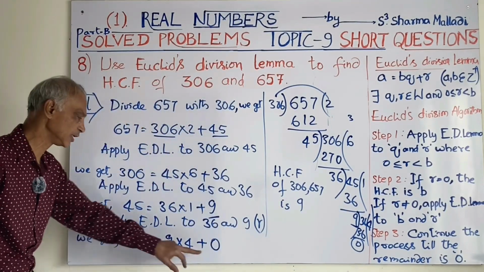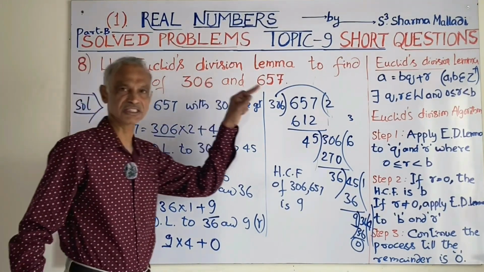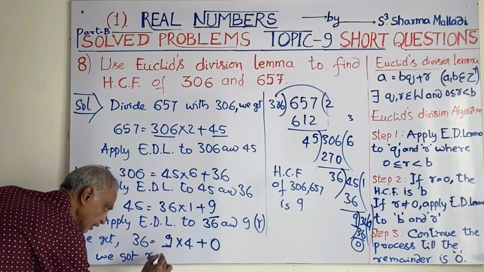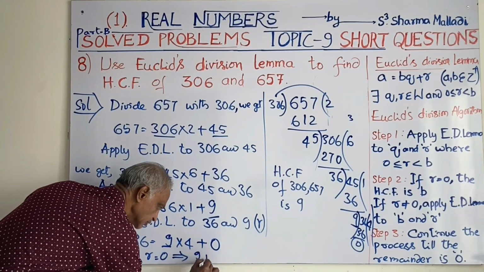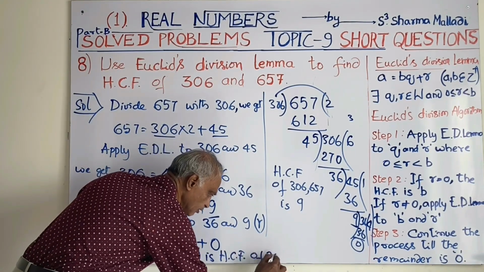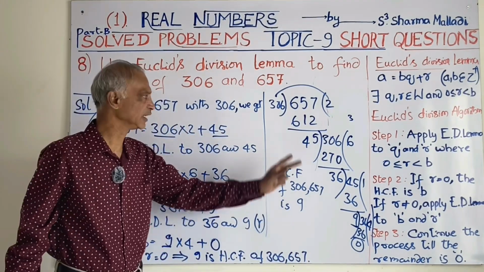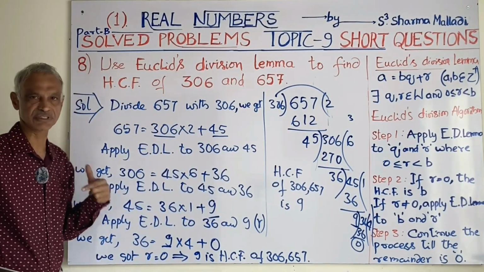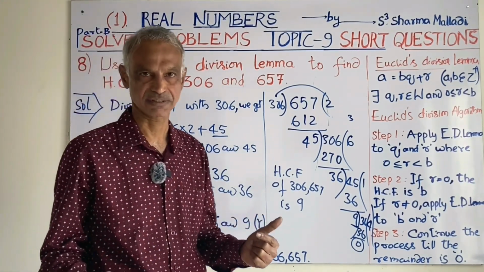As we got remainder as 0, therefore 9 is the HCF of 306 and 657. Like this you have to do. It is an easy method to find out HCF, but you have to apply Euclid's division lemma to find out the HCF of two given numbers.